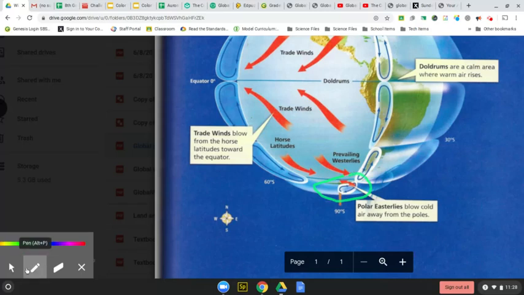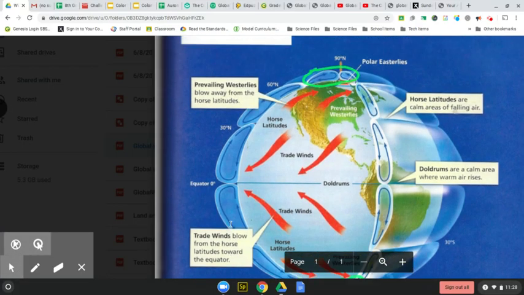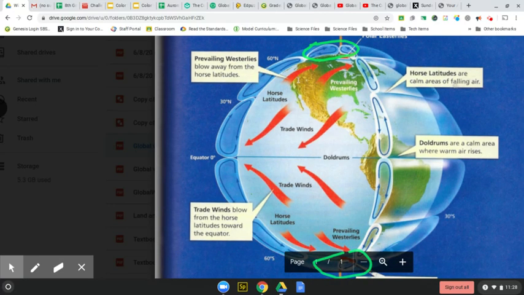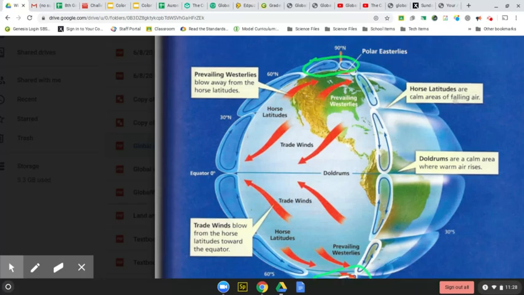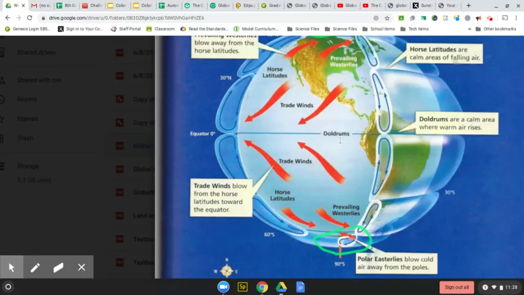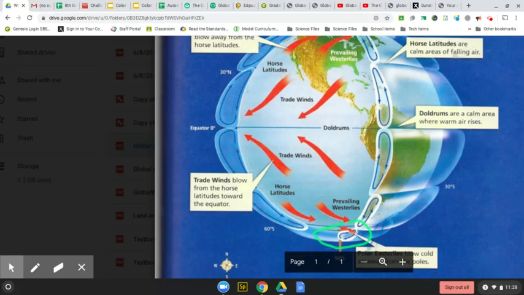Well, from the name, we can tell that they're in the polar zones. So we have the North Pole and the South Pole. And this, again, is going to be cold air. The polar easterlies are cold air that's sinking towards the equator. We call them easterlies because in both of these situations, and you can tell by the little red arrows, they start in the east and they curve to the west.